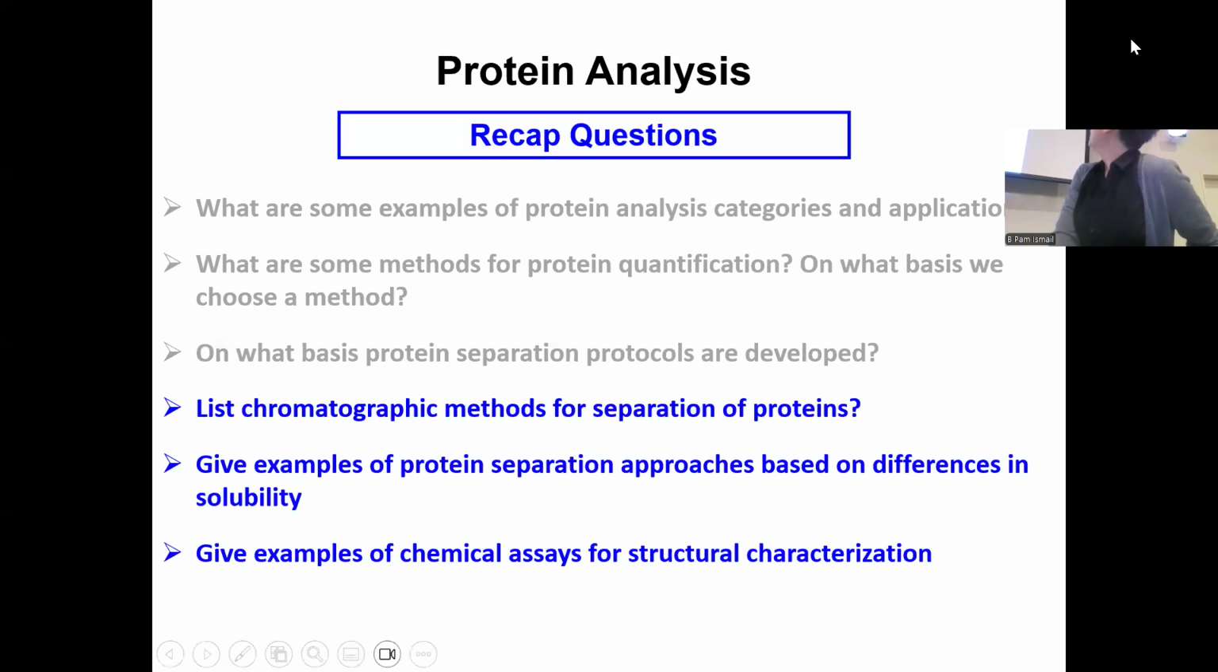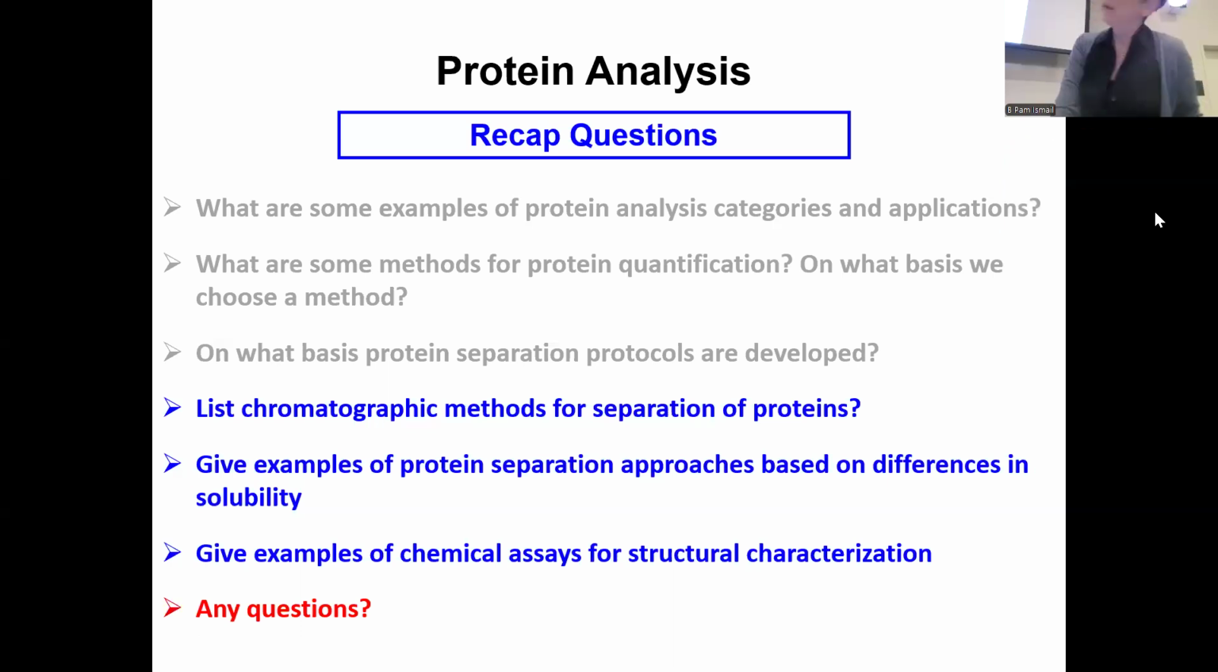Okay, so let's pick up where we left off. Just a couple of recap questions. We were talking about different methods of separation. What are some chromatographic methods of separation that you can remember?